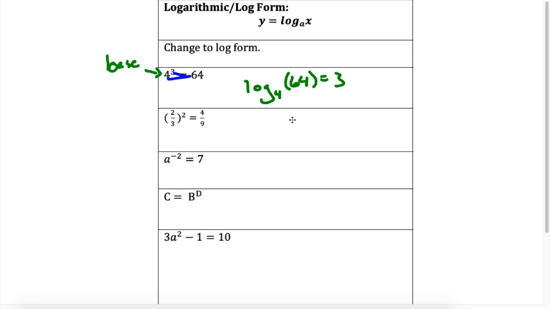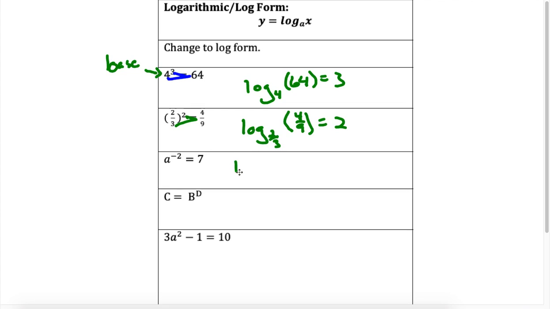Again, we'll take a look at solving problems like that in the next section. For now, we just want to focus on being able to go back and forth between log form and exponential form. Same idea for this one. We would say log base 2/3 of 4/9 equals 2. That would just mean 2/3 to the second power equals 4/9. Same thing, lazy 7.